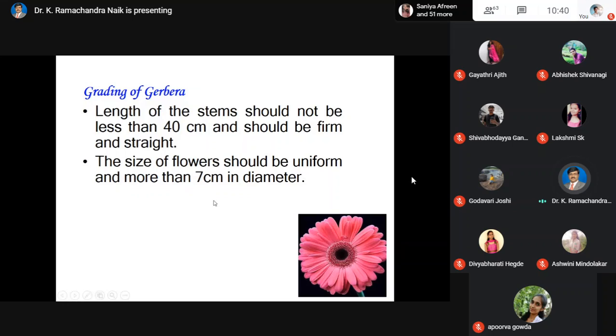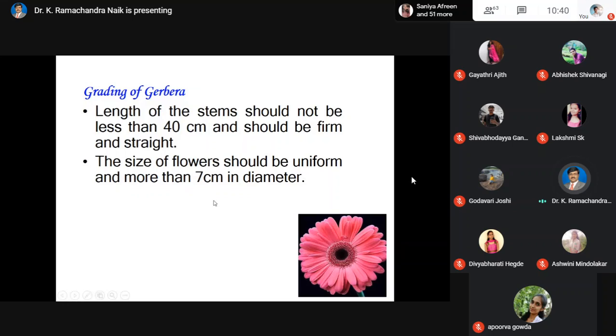Modified atmospheric packaging is packed in packages where the initial atmosphere is maintained at, for example, 2 to 5% oxygen and 8 to 12% carbon dioxide. The normal composition of air, as you know, is 78% nitrogen, 21% oxygen, and 0.03% carbon dioxide. In this gaseous mixture, the flower will be respiring more. All of you are catching my point.